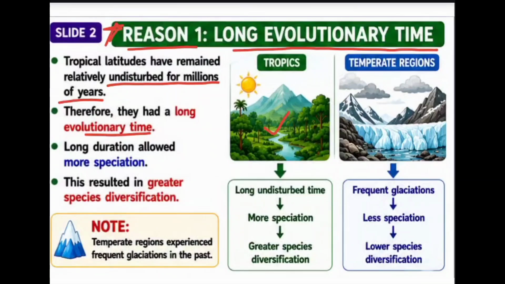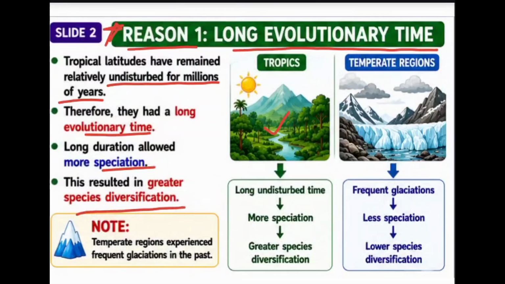This process of forming new species is known as speciation. Since tropical regions experienced a long, uninterrupted evolutionary history, speciation occurred repeatedly over millions of years. As a result, species diversity increased significantly.